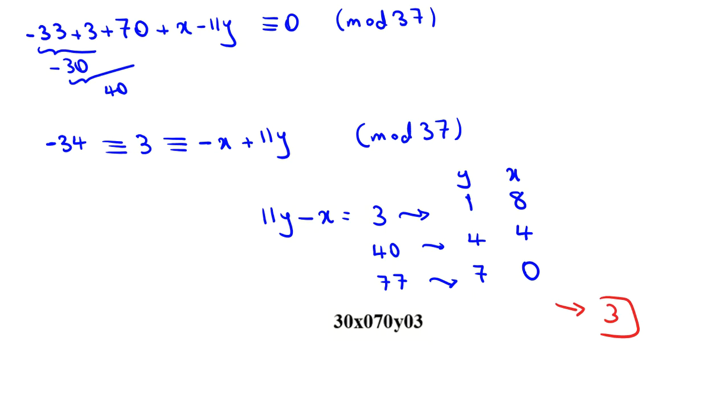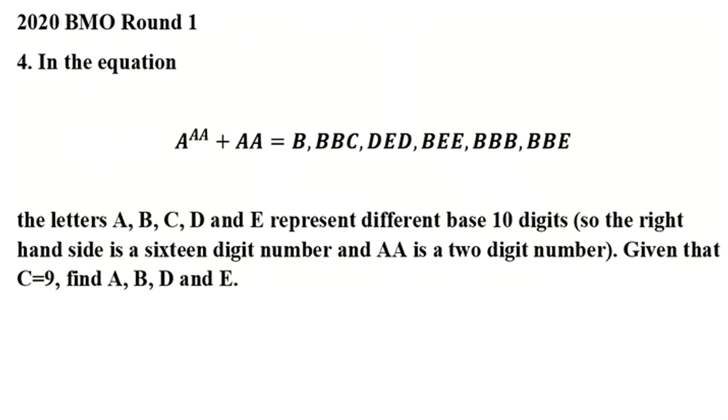Now let's solve the next problem from the British Mathematical Olympiad. This problem is 2020 BMO Round 1, problem number 4. In the equation, the letters A, B, C, D, and E represent different base 10 digits. Okay, so this line is important: different base 10 digits. The right-hand side is a 16-digit number, this one. If you count 1, 2, 3, 4, 5, 5 times 3 is 15, plus 1, 16. And AA is a 2-digit number here, given that C is 9. Find A, B, C, D. So we can say C is 9, and all of A, B, D, E are not 9 because they are different.